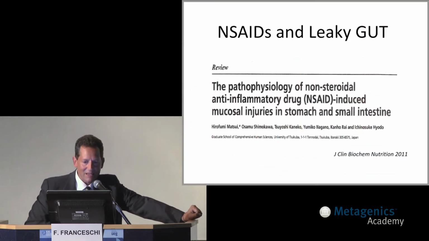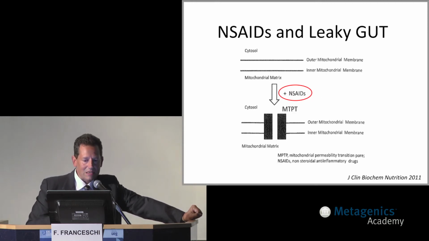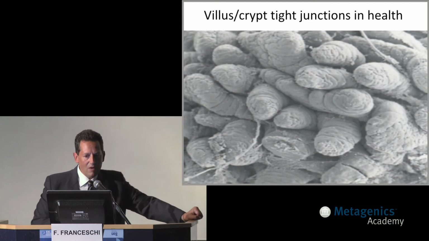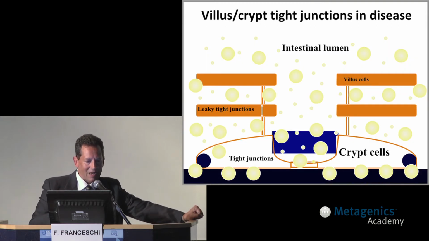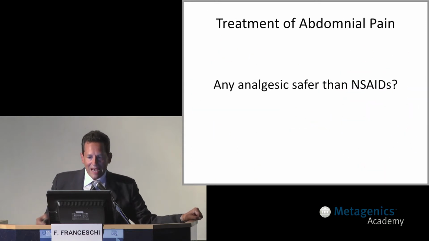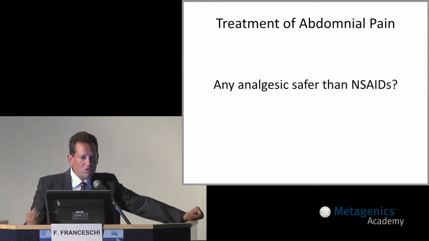And of course, NSAIDs are a very frequent and main cause of the leaky gut. And we have heard before about the importance of the leaky gut on diseases, which is not confined only to epithelial cells, but also at the mitochondrial membrane levels of enterocytes. So when we have a normal tight junction, we have a normal intestine. When tight junctions are completely open, we develop this condition called leaky gut, which is a frequent cause of pain.